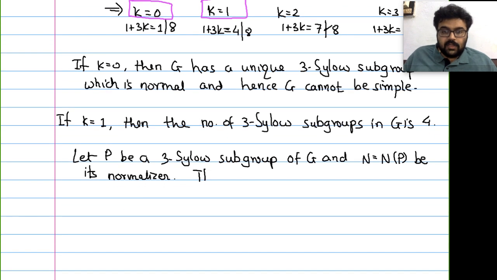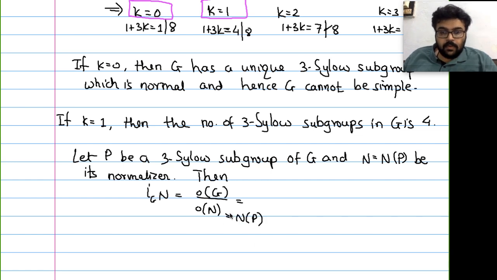Then what is the index of N in G? The index of N in G is nothing but the order of G upon the order of N, where N is the normalizer of P. This is the number of P-Sylow subgroups. What is the number of 3-Sylow subgroups? We have found that this number is 4, and so the index of N is 4, right?